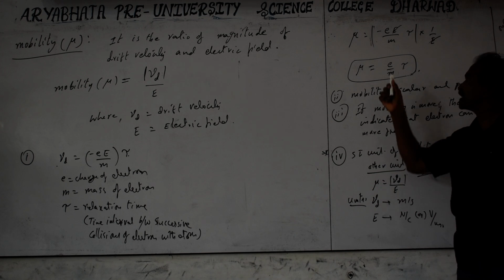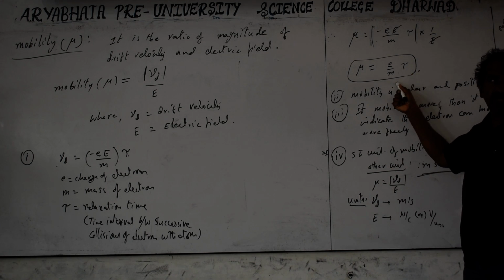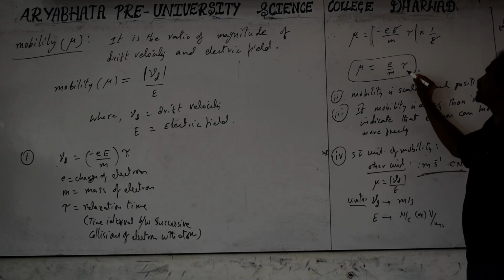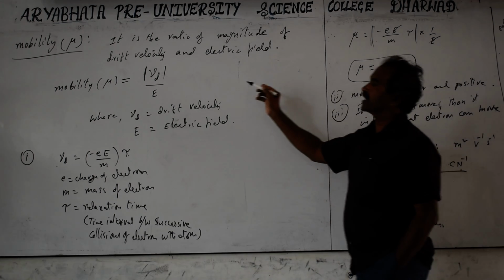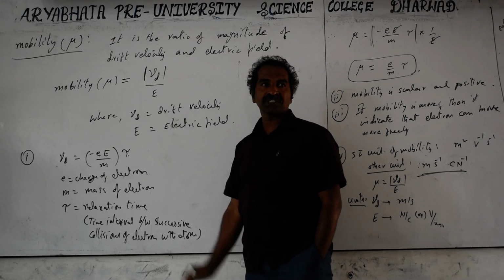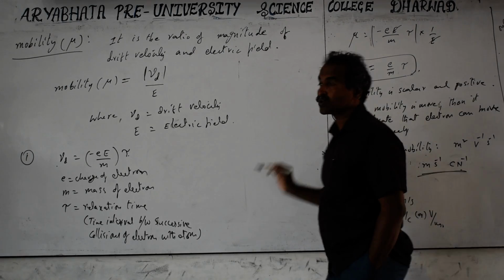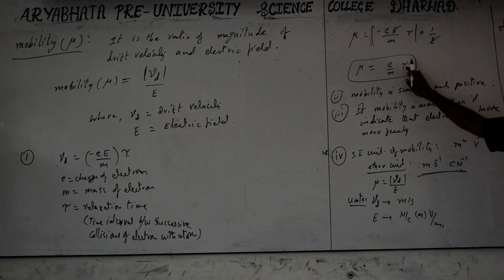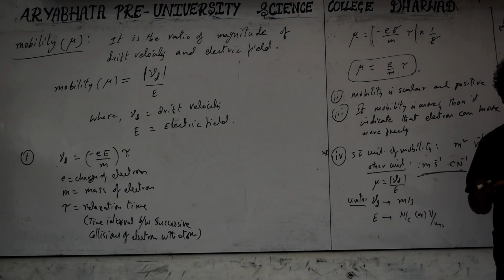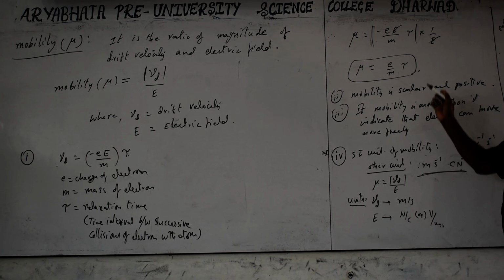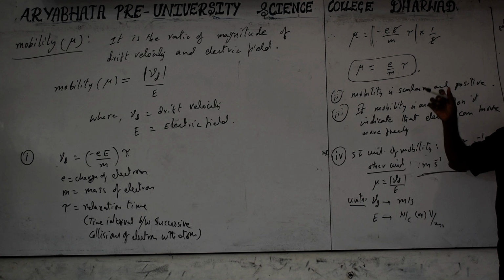So, finally, mu depends on only tau. Even though you take the relation in terms of Vd and E for definition purpose, this mobility does not depend on the electric field or other factors. It only depends on the relaxation time tau. Relaxation time depends on the nature of the material, meaning how the atoms are arranged. If the atoms are very close to each other, electrons have to collide with many atoms, so automatically relaxation time is less. Atoms close means tau is less.